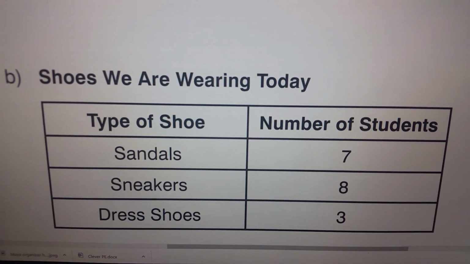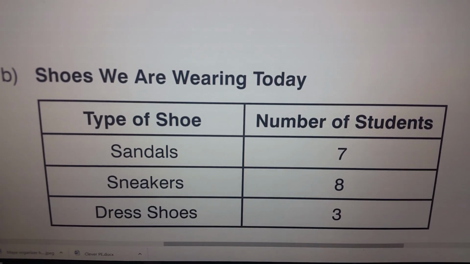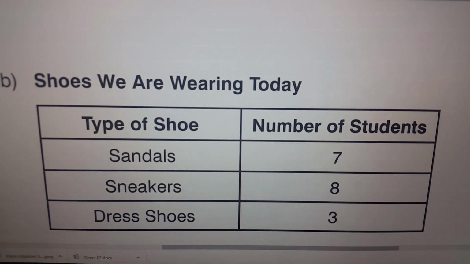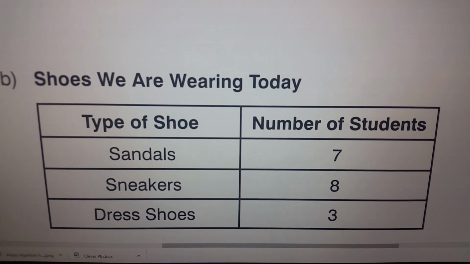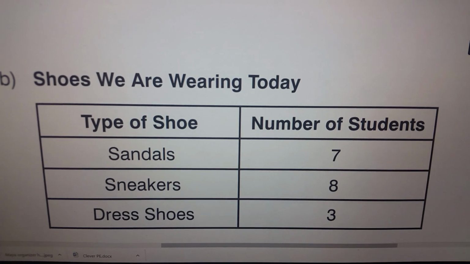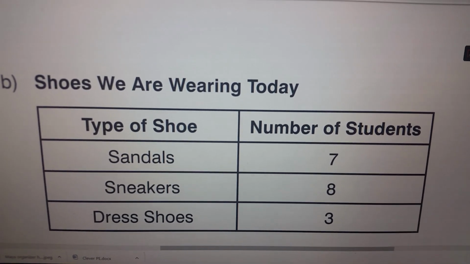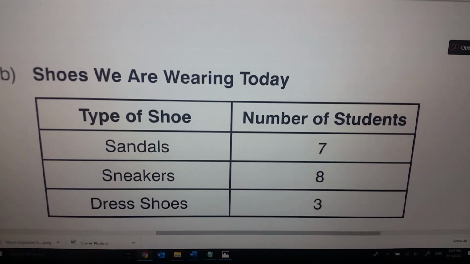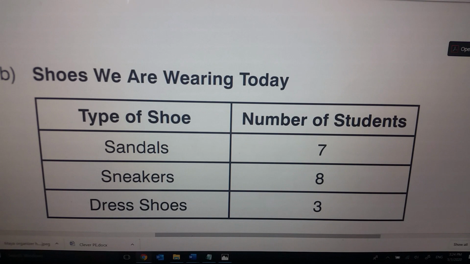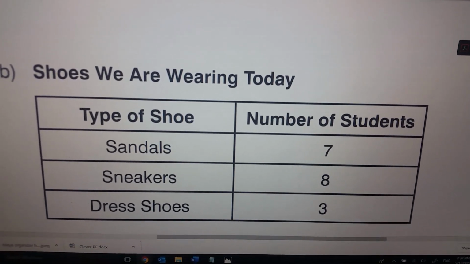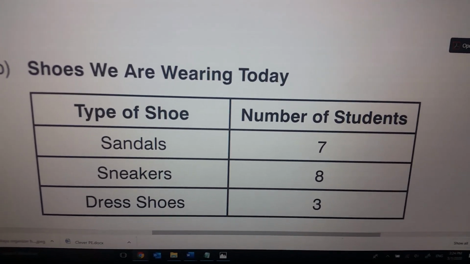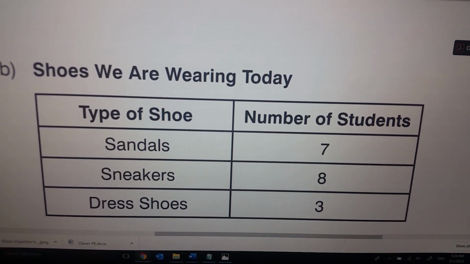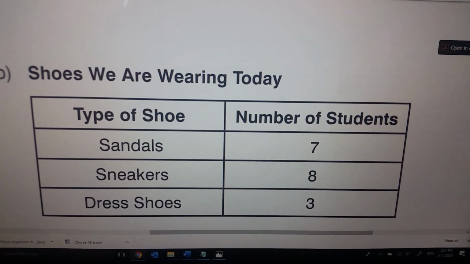Okay, here is exercise B. You're going to want to pause here so you could create a picture graph to show shoes we are wearing today. This is an example from a class. Type of shoe: sandals, 7 students were wearing. Sneakers, 8 students. Dress shoes, 3 students. You could do whatever symbol you want, but I wouldn't spend too long drawing it. You could do a small square, a little star, a circle, something like that, and then you could show the graph. Okay, go ahead and pause now and try it.